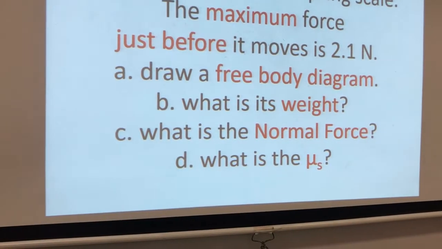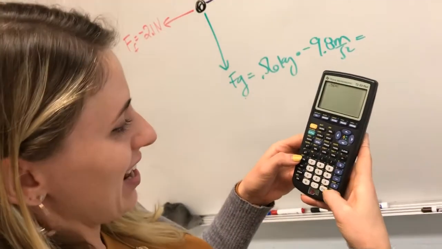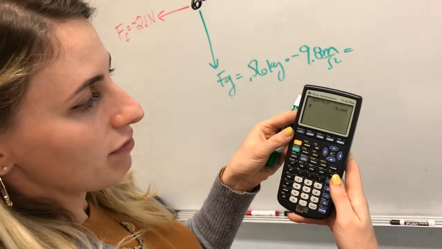So we've already got the weight. What's the normal force? Wait, hold on, I gotta calculate the weight first. Oh, sorry, we don't know the weight. Okay, times a negative 9.8. Okay, negative 5.5.